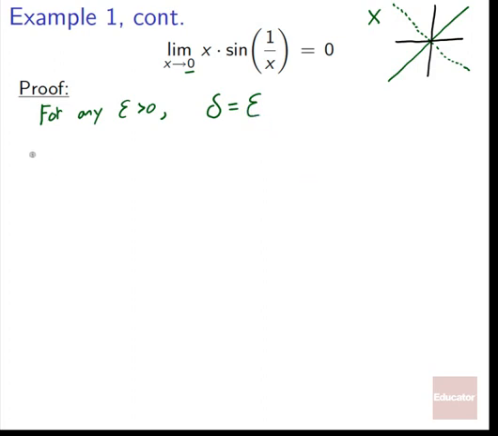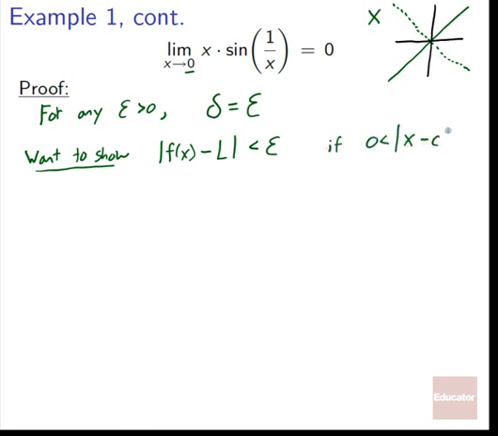Now it's going to be our job. What we want to show now is that for any f of x minus L, it's going to be less than epsilon if we have our x within delta distance of our c. All right, so let's start working through this. We can swap out what f is and what L is, and we can start working to showing that this is true.